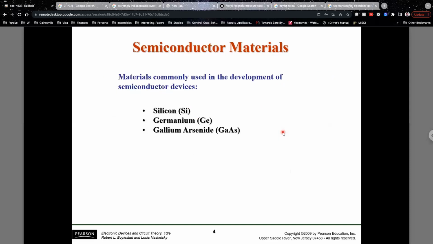Now, what are the different materials that you use to build semiconductors in general? It could be silicon, it could be germanium, it could be gallium arsenide. It could also be gallium nitride. I have not listed all the semiconductor materials that are used today in industry or even in academia, but these are the three most common types of materials used as semiconductors today.